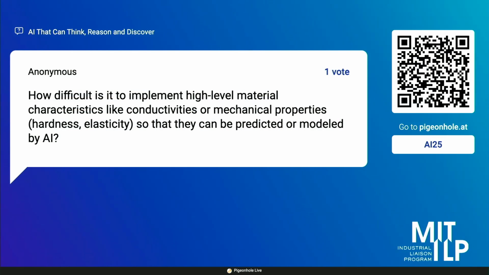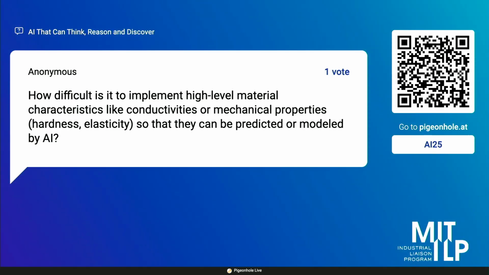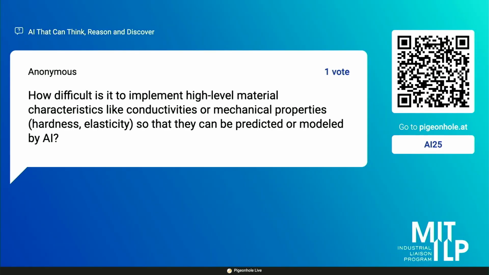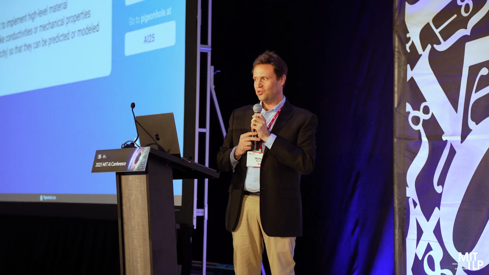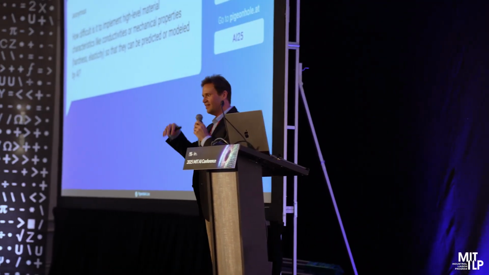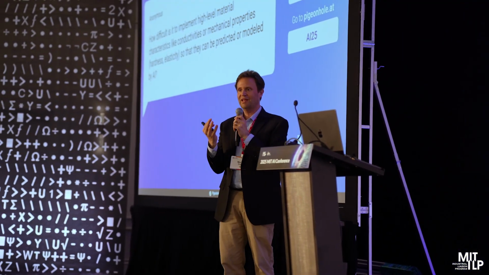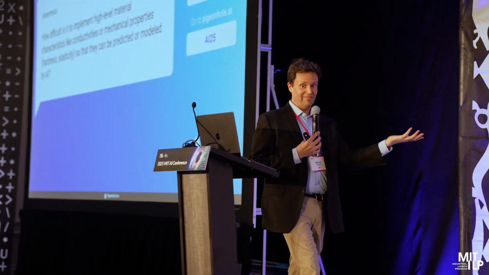So how difficult is it to implement high-level material characteristics like conductivities on all mechanical properties so that they can be predicted by a model? Well, you need some observations. And if you were to go with an AI model that has no idea about any kind of mechanical properties, you traditionally do a regression model. You need a whole ton of data. Now, if you're starting with these agentic AIs, they usually have some understanding of the problem at hand. So they know something about mechanics. They know something about connectivity.